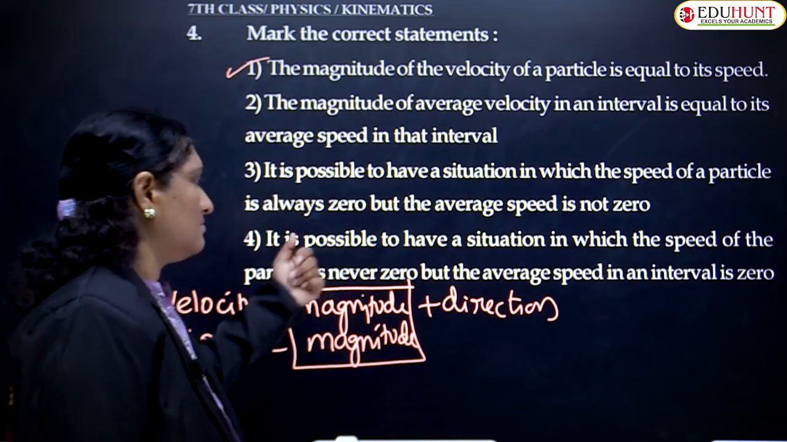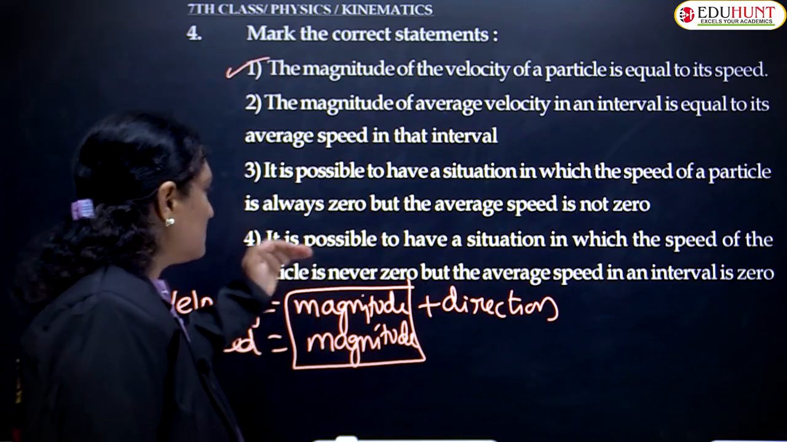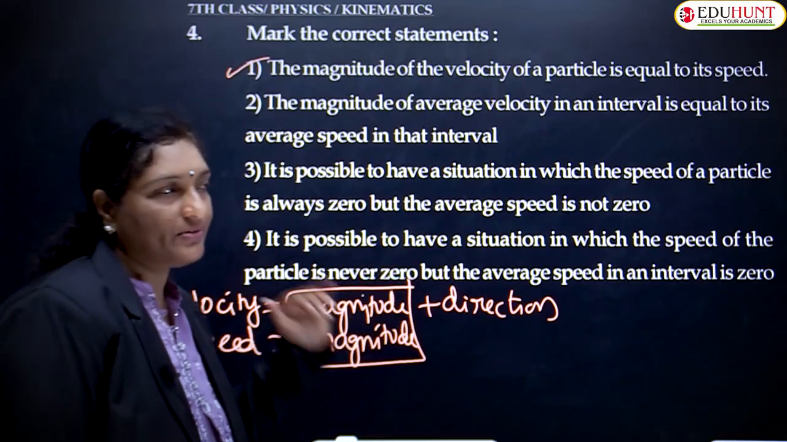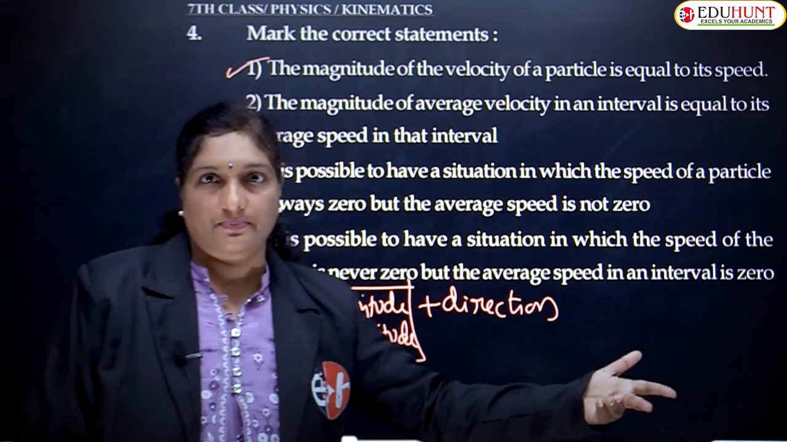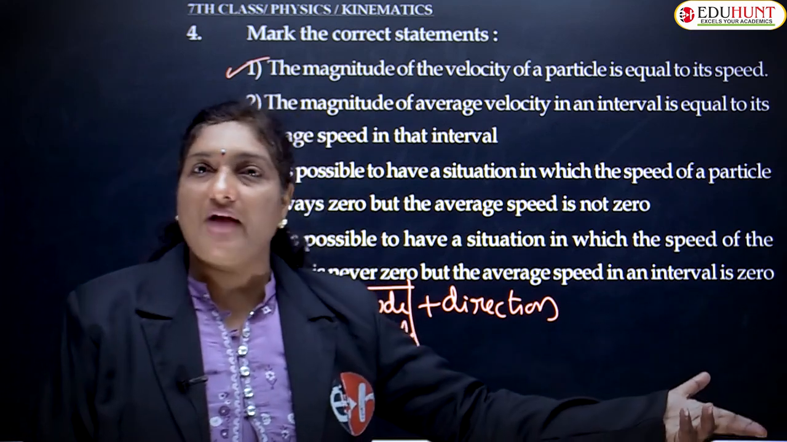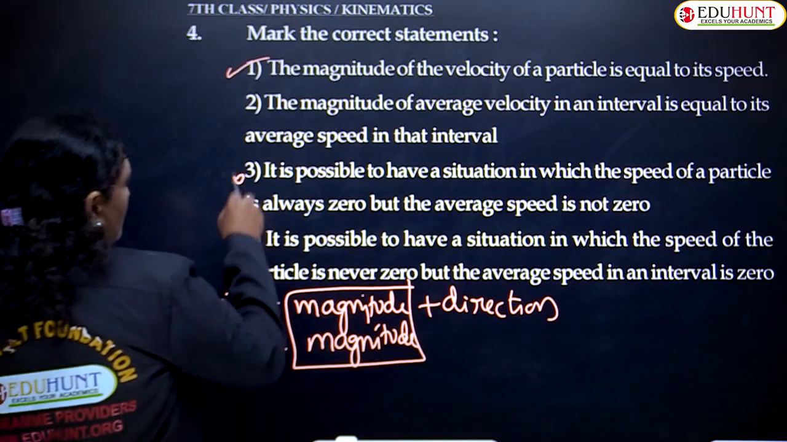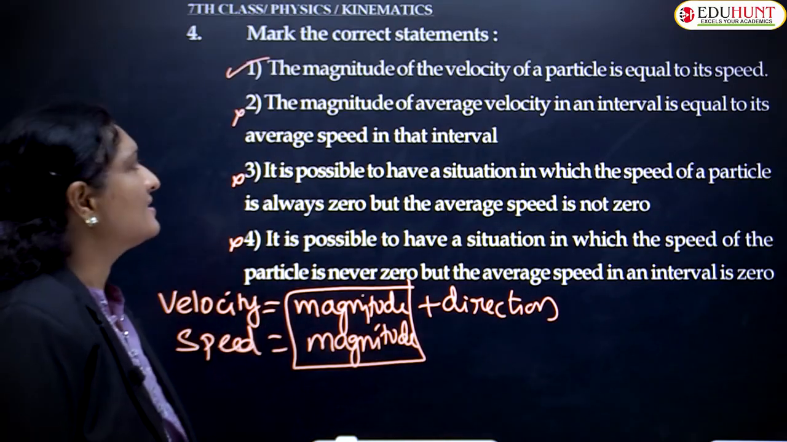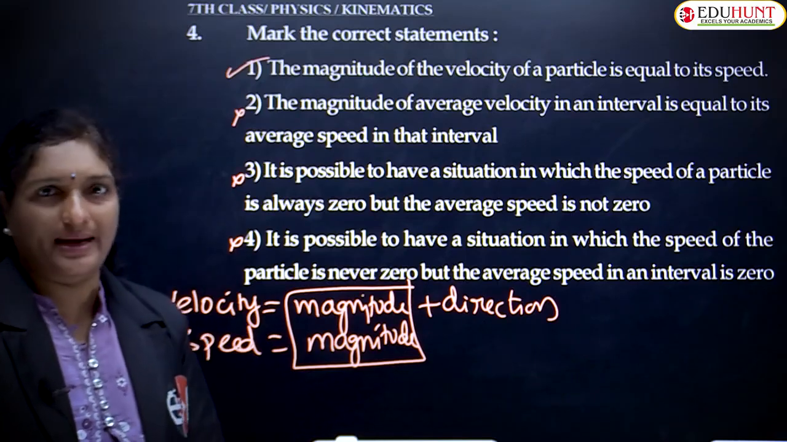Here also, no children, it's not possible. Why? Because the speed of the particle is never 0, some speed it has there. If the particle has some speed, it covers some distance. If it covers some distance, it has some sort of average speed. So this is also a wrong statement. This is also wrong. So the only right option is the first option, that is the magnitude of velocity of a particle is equal to the speed. Okay.